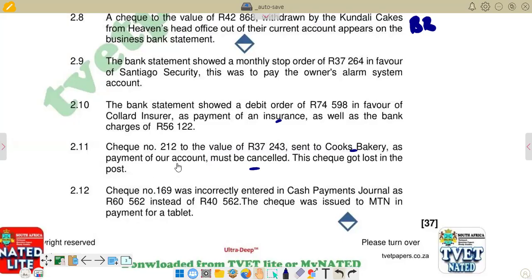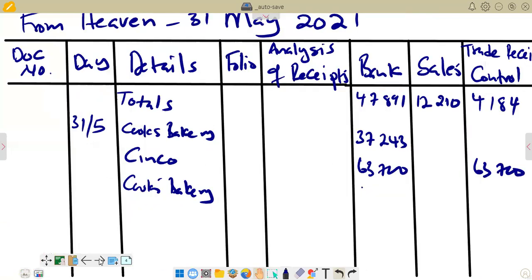So this check was a cancellation, which means it's going to affect our sundry accounts. So we can just go there and adjust under sundry accounts. So we are saying Cook's Bakery, 37,243. Then we are going to go through under sundry account.